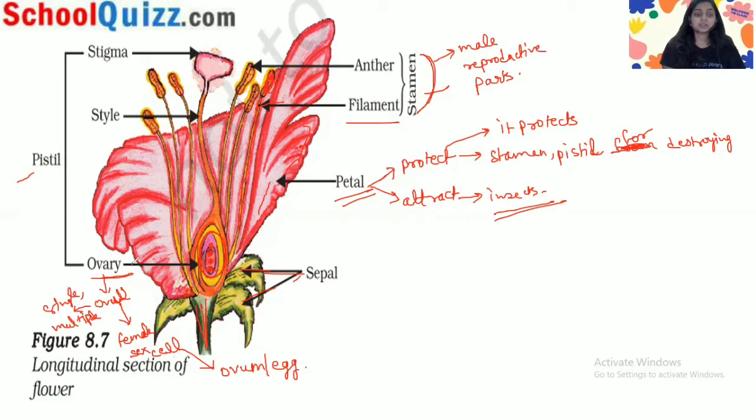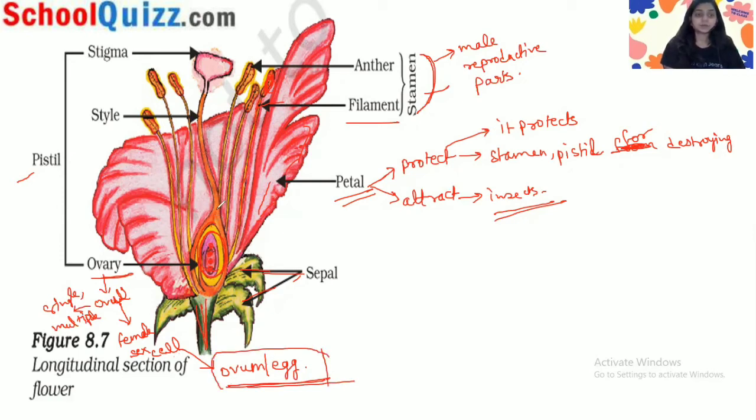So this is called the ovary. In the ovary there is the ovule, the small dot which you can see. In a flower there can be a single ovule or multiple ovules. This is female, and in the ovule there is a female sex cell, and this female sex cell is called the ovum or the egg. I hope you can understand this.